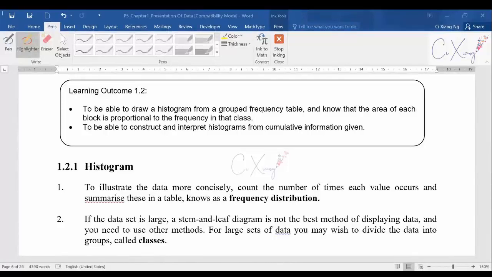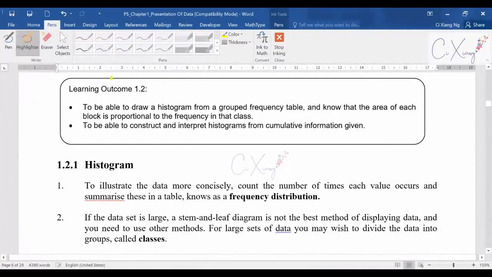All right, so in the previous video, we already covered the very first type of important graph or figure that we learned last week, which is the stem plot. Then for today, we are going to continue with another type of graph, which is the histogram. So let's have a look at learning outcome 1.2.